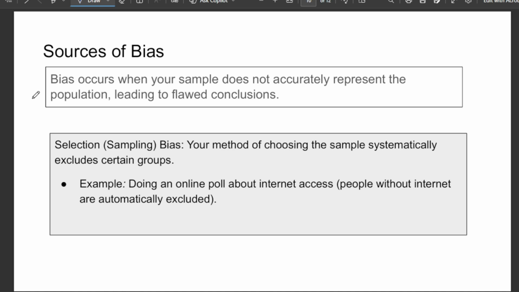Now we're going to get into sources of bias. Bias occurs when your sample does not accurately represent the population, leading to flawed conclusions. First is selection bias, or selection sampling bias. Your method of choosing the sample systematically excludes a certain group. For example, doing an online poll about internet access means people without internet are excluded, so they cannot take the online poll because they don't have internet. So that's selection bias.